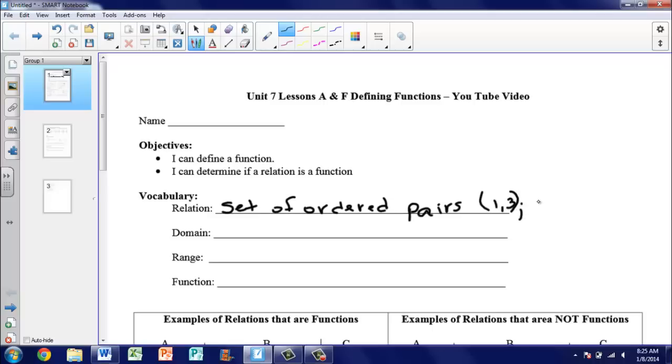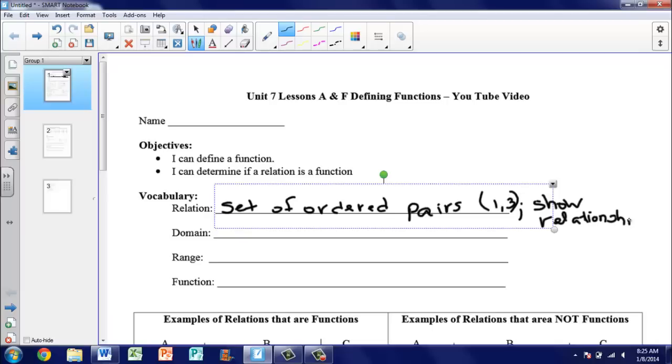A relation, like the word relation, shows a relationship between two things. Sometimes we're going to be taking a look at some relations and it doesn't involve numbers, it just involves some words, and those words are showing a relationship between those two things. We'll see some examples of those in a couple of minutes.